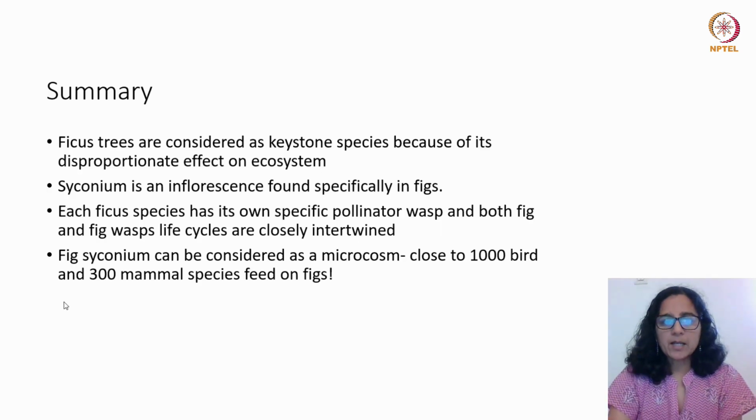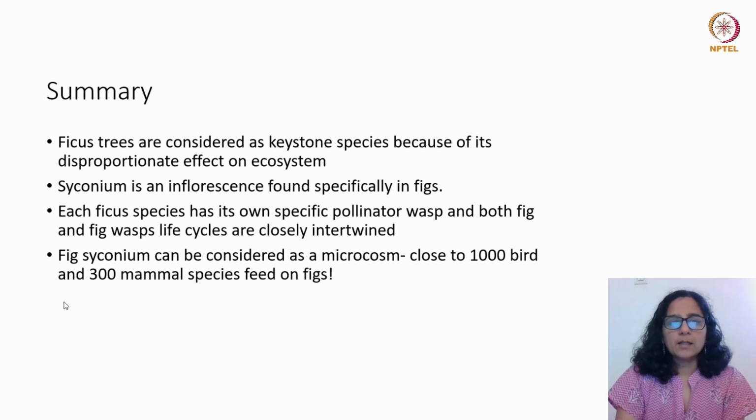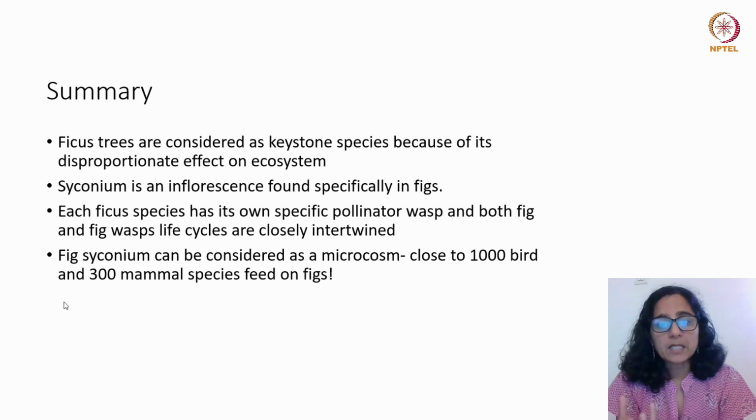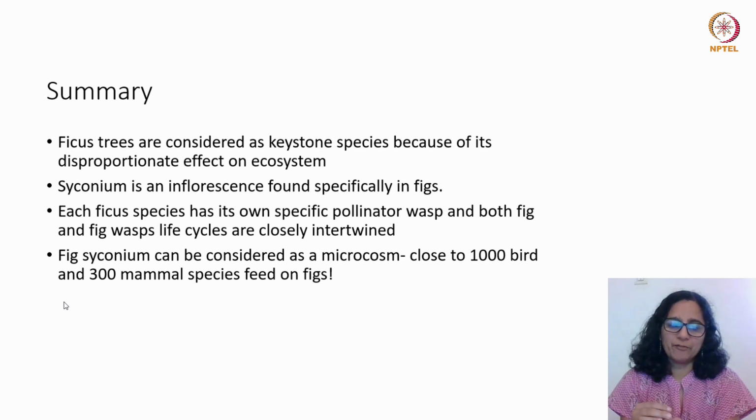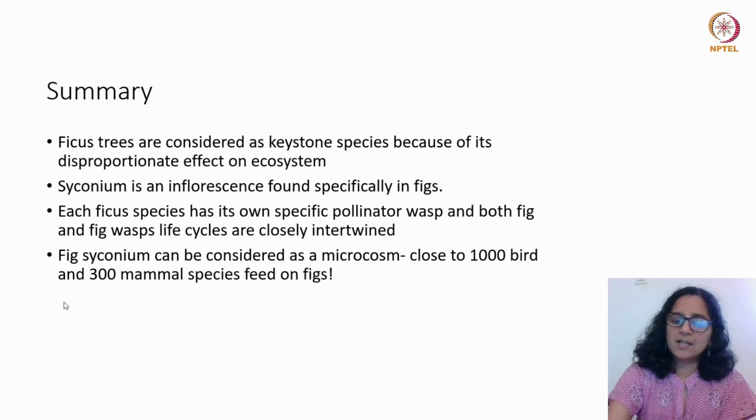Right. So to summarize, fig trees are considered keystone species because of their disproportionate effect on the ecosystem. And syconium is an inflorescence found specifically in figs. Each Ficus species has its own specific pollinator wasp. Both fig and fig wasp life cycles are closely, intricately intertwined and co-evolved. And the fig syconium can be considered a microcosm. Close to 1,000 bird species and 300 mammal species feed and depend on figs. So that's the end of this class. Thanks a lot.